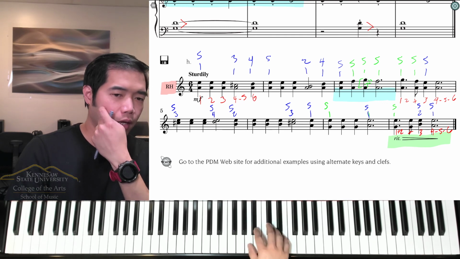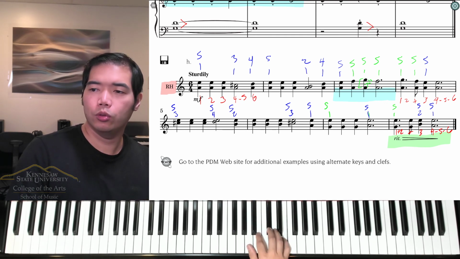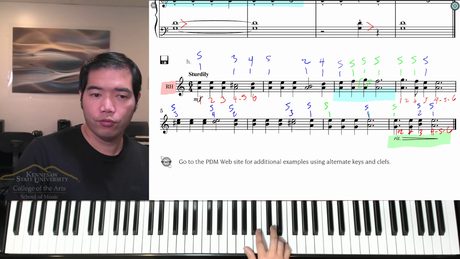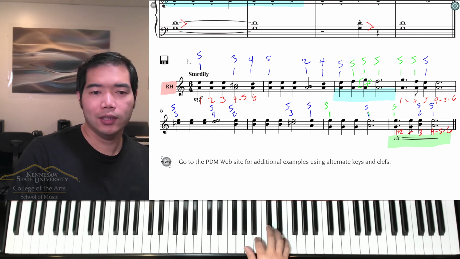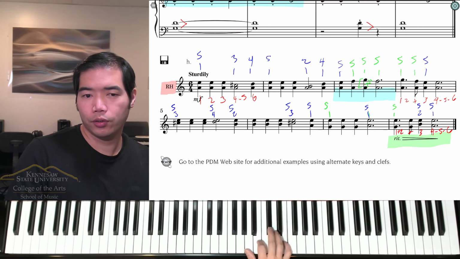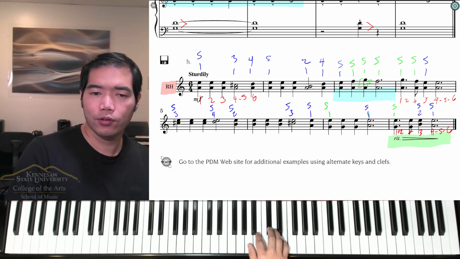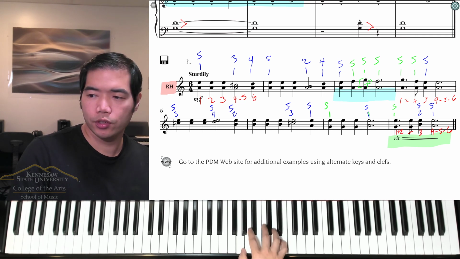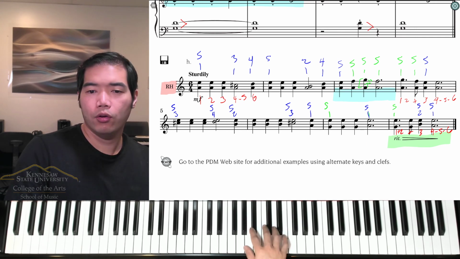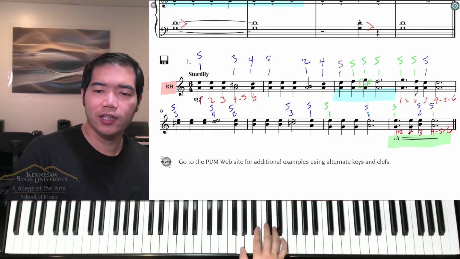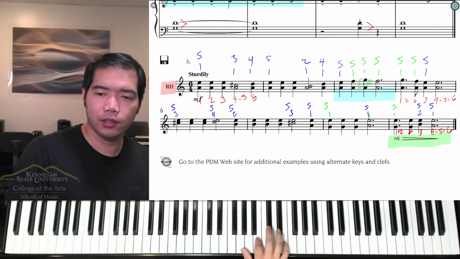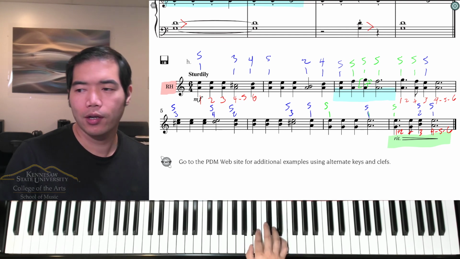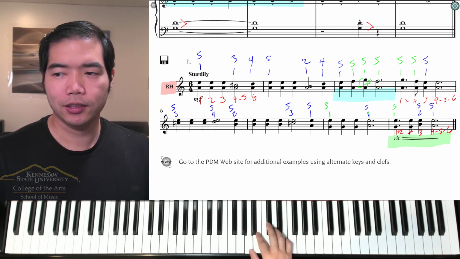Second line. 1, 2, 3, 4, 5, 6. 1, 2, 3, 4, 5, 6. 1 and 2 and 3 and 4, 5, 6.